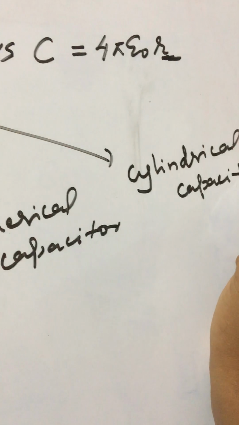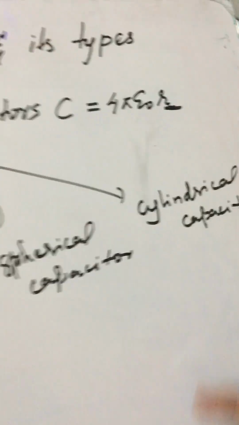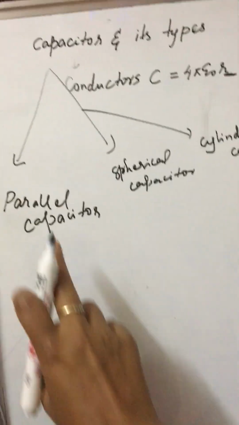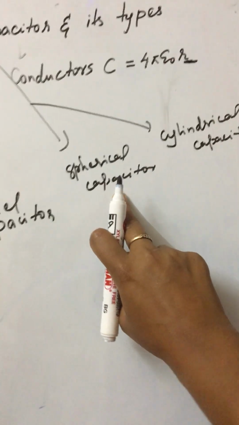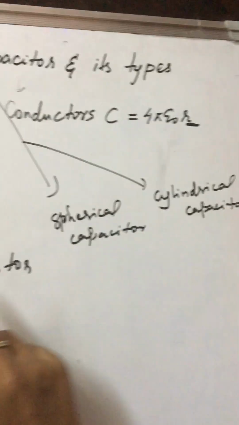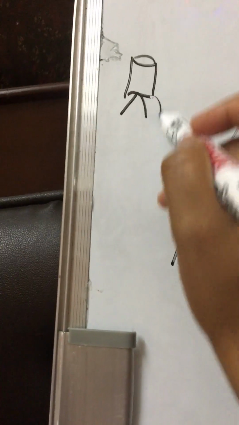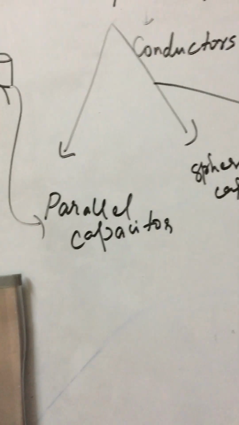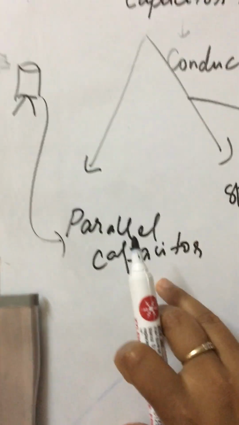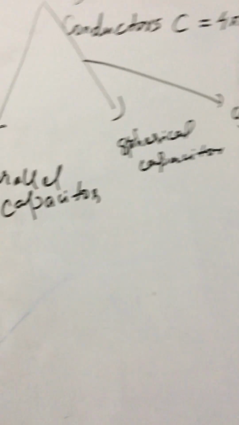The most common of them, parallel capacitor, spherical capacitor, cylindrical capacitor, the most common one is the parallel capacitor. Like I said previously that it looks like a cylinder, right? But these are parallel capacitors. So how it is made, let's discuss it.